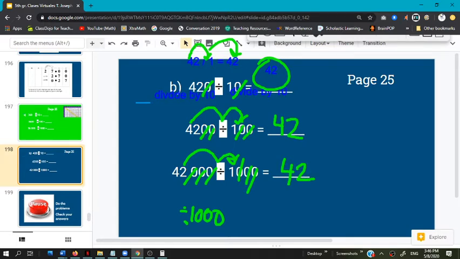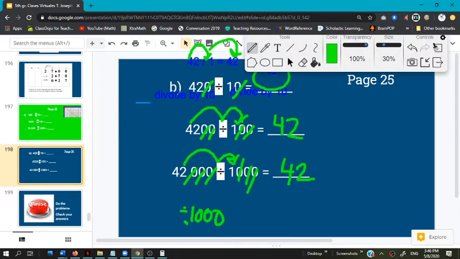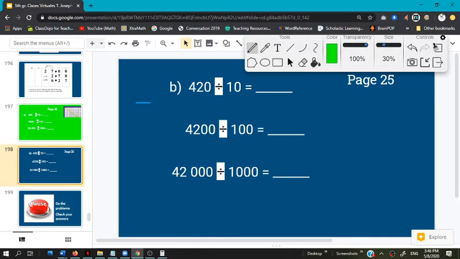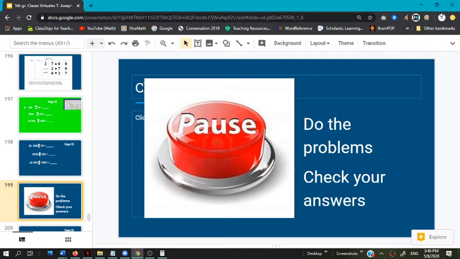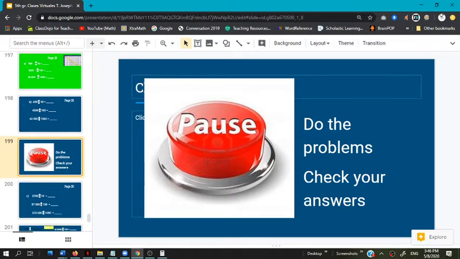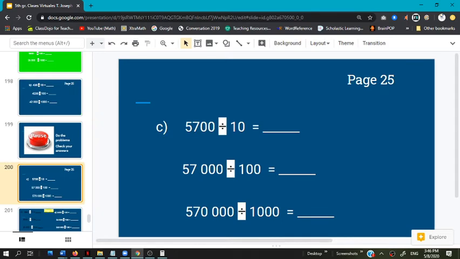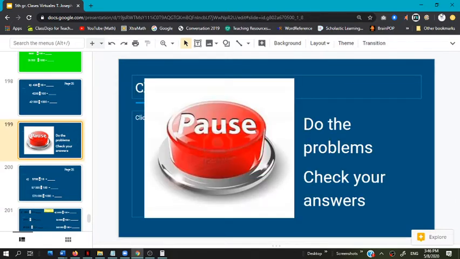Okay? You'll notice that every time our number got much smaller because we are dividing. When we divide, our answer gets smaller. Okay? All right, let's eliminate all these and go to the next couple of problems. What I want you to do is do these problems on your own. I want to see if you can do letter C on your own. So we're going to pause the video. You're going to do letter C on your own, and then we'll check our answers.